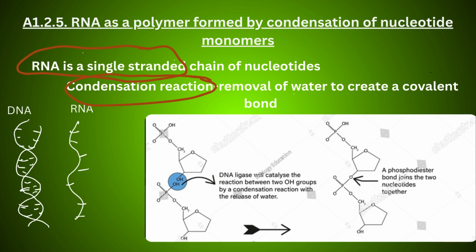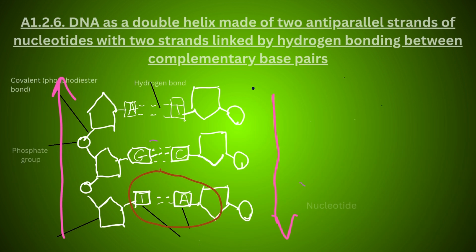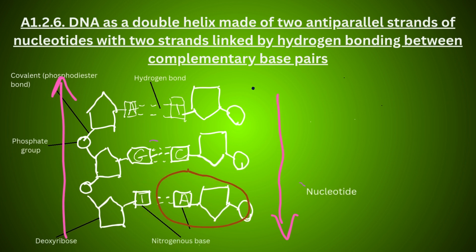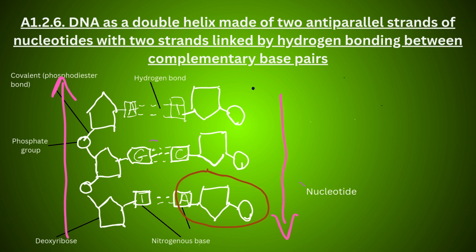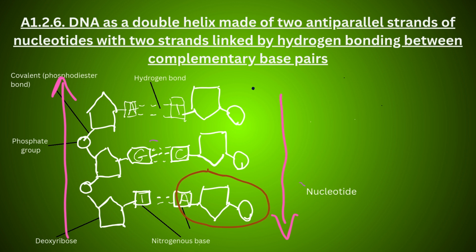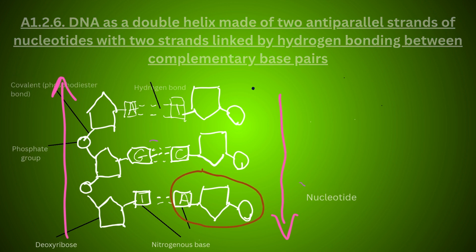DNA is double-stranded and forms a double helix, while RNA is usually single-stranded. In DNA, the 2 strands run in parallel but opposite directions, a feature called antiparallel. The strands are connected by hydrogen bonds between complementary base pairs. Adenine always pairs with thymine, AT, via 2 hydrogen bonds, and guanine always pairs with cytosine, GC, via 3 hydrogen bonds. In RNA, adenine pairs with uracil instead of thymine.